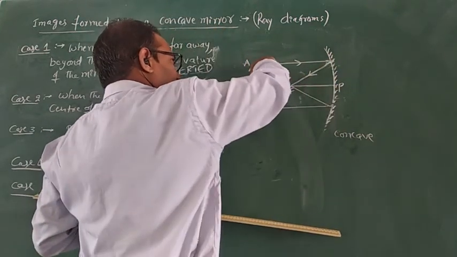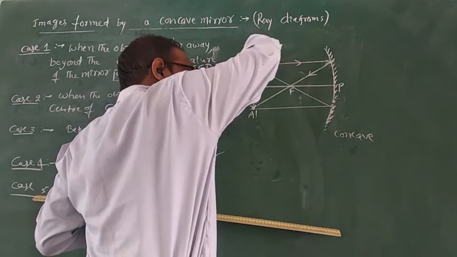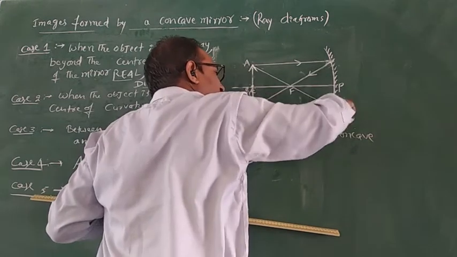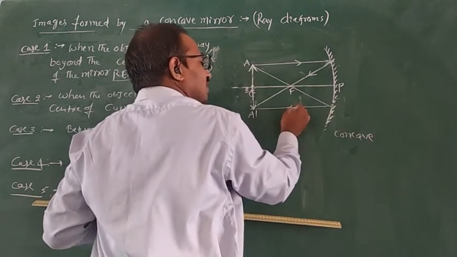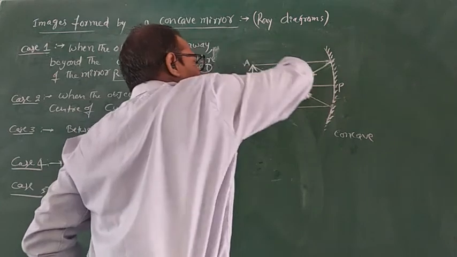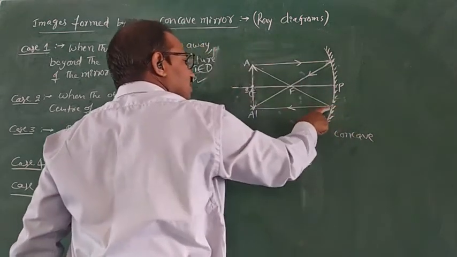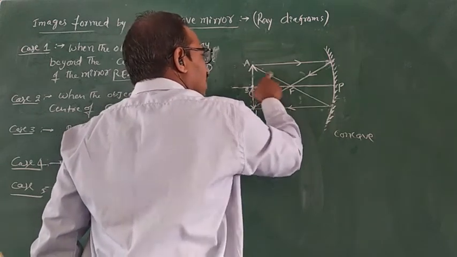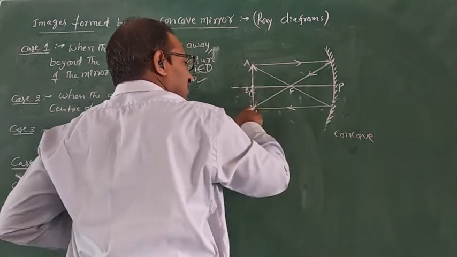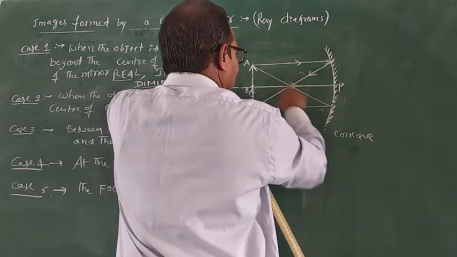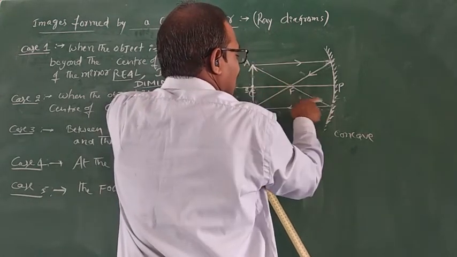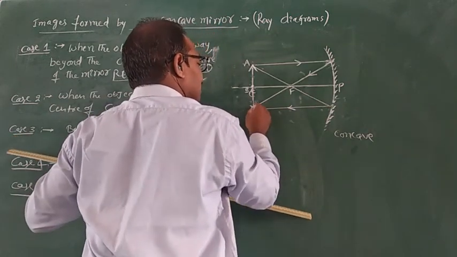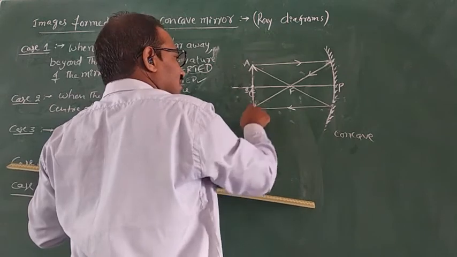Now one more ray I am taking. A ray directed toward the focus, after reflection, will be parallel to the principal axis. Here they are meeting. So here this is A prime and B prime.